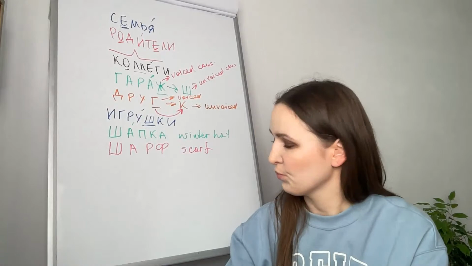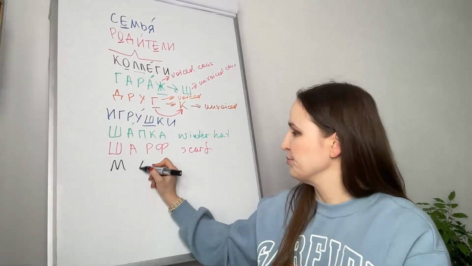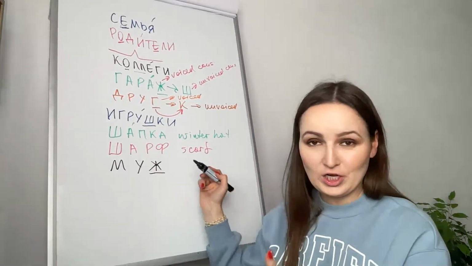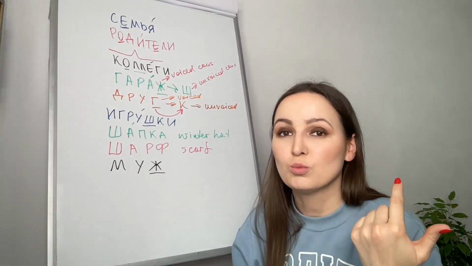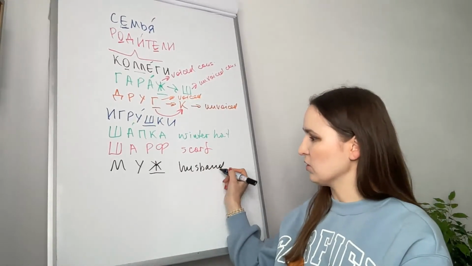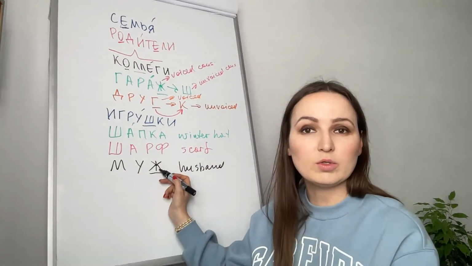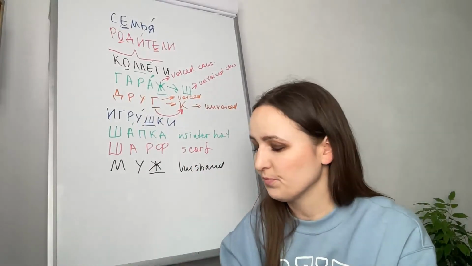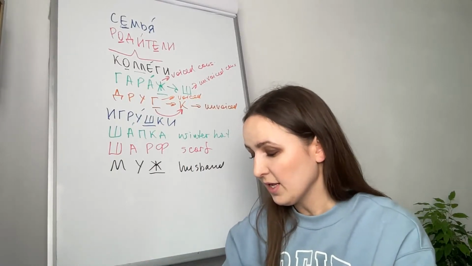Муж. Husband. Again, we have Ж here, but I pronounce it as ша. Because Ж is voiced and it is located at the end of the word, it will become unvoiced: ша. Муж. Отлично. Дальше. Следующее слово.